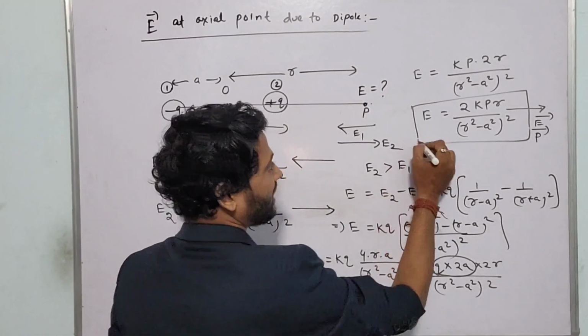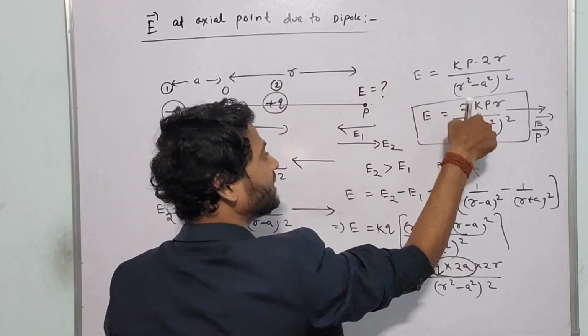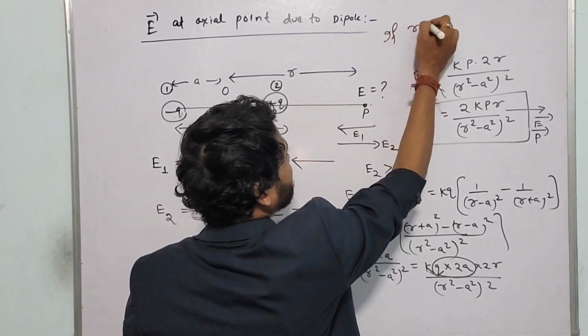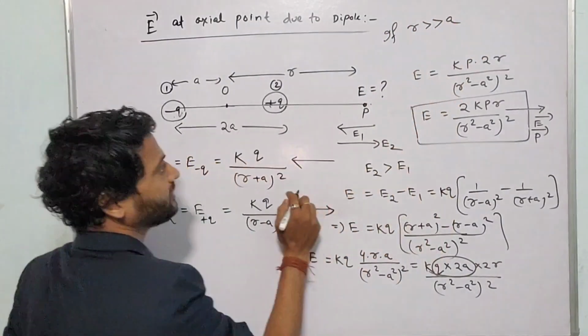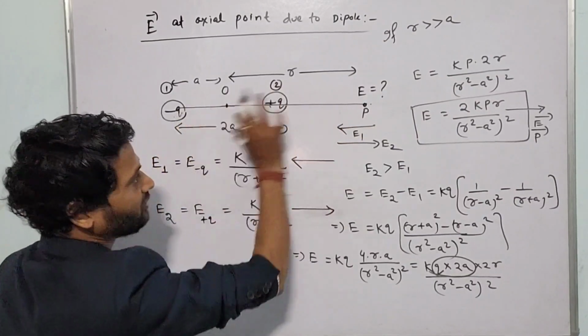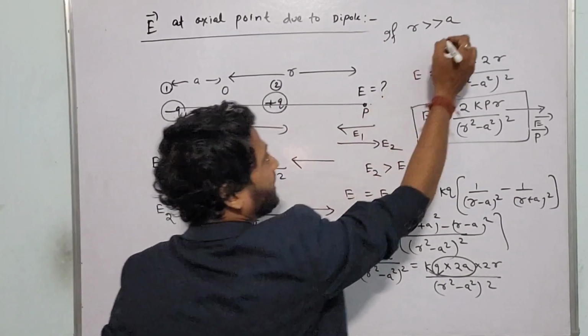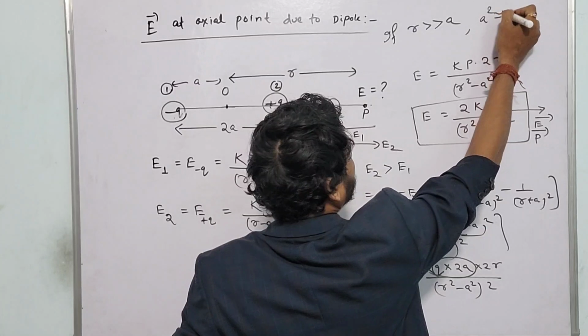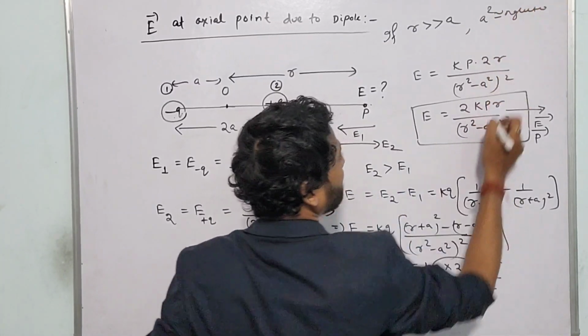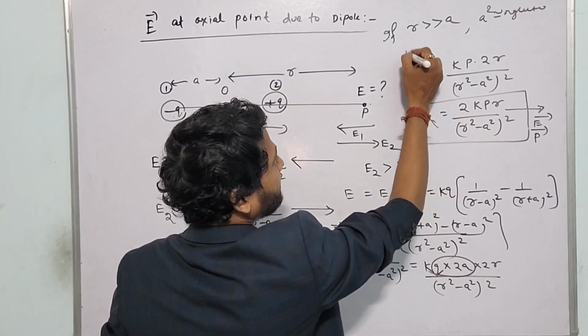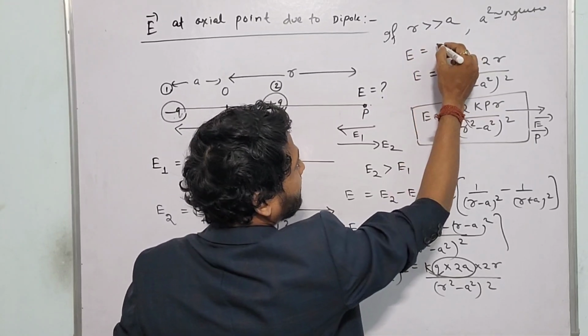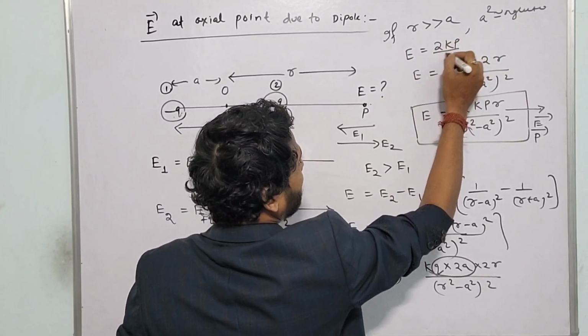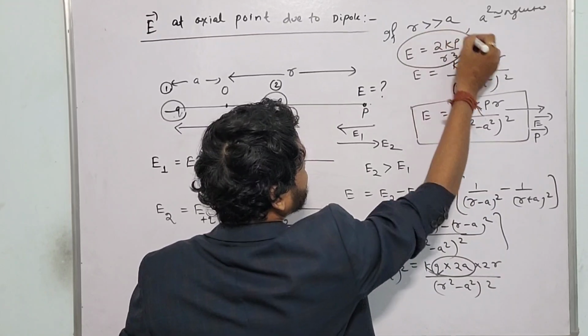Is it clear? So till here you have to write. Then after that there is a condition: if r is very greater than a, if we take the point which is far away from the dipole, then in that case we can neglect the a square part. If the a square part is neglected, then E will be 2kp by r cube.